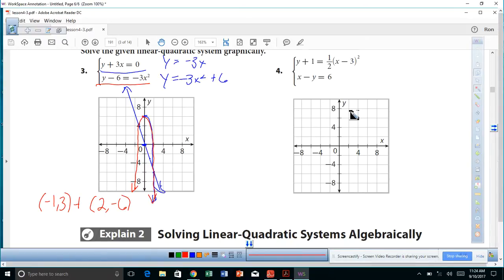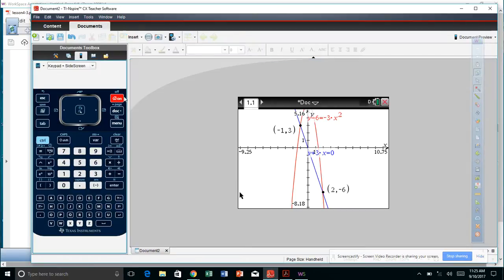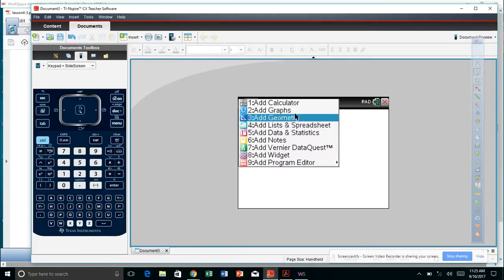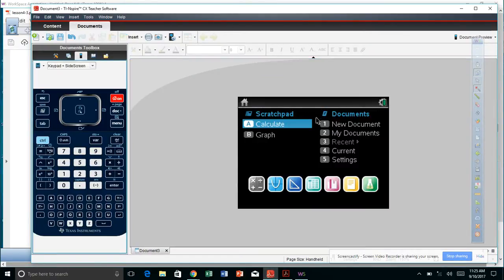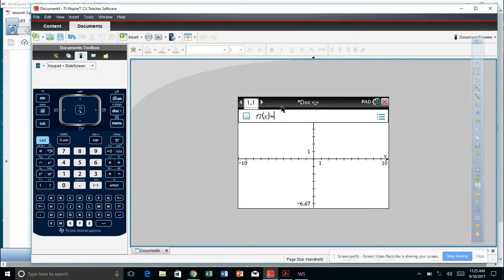Number four. I'm just going to go ahead and do it in the calculator. Like I said, you can go and get Desmos and download it on your device. You can get it through Google, and you can do this at home. New document. No. Graphs.